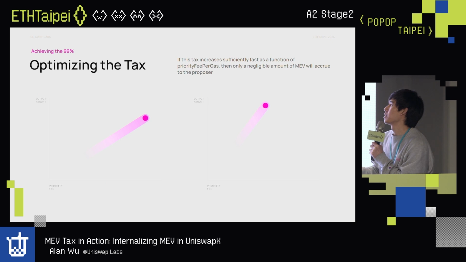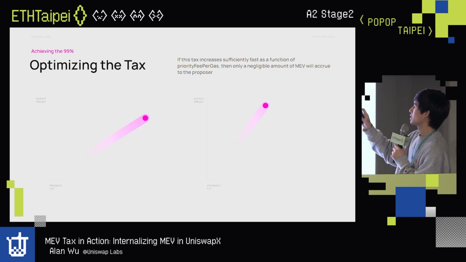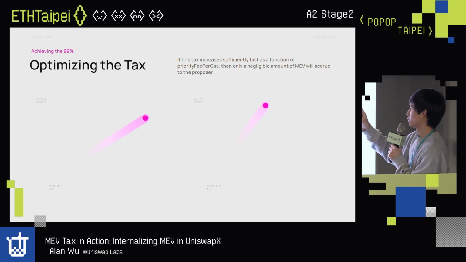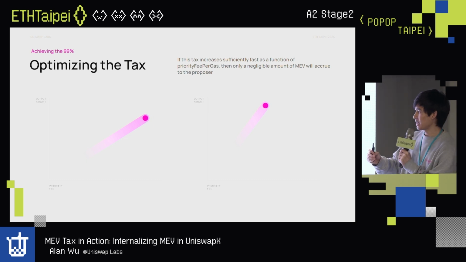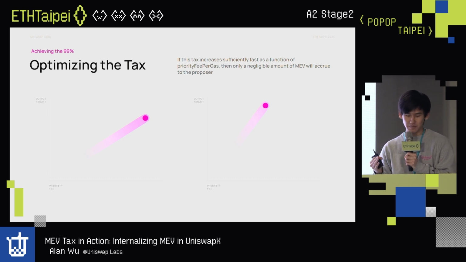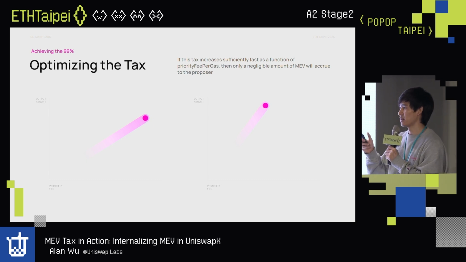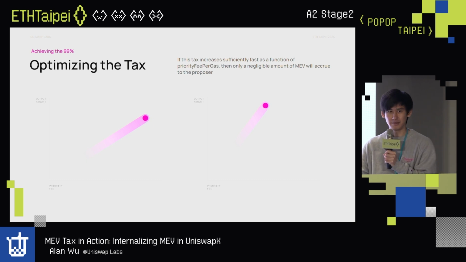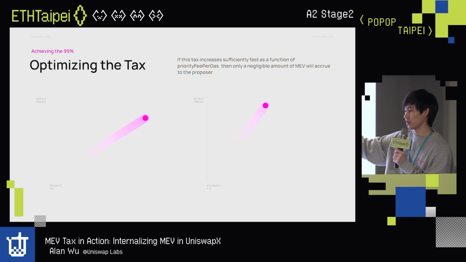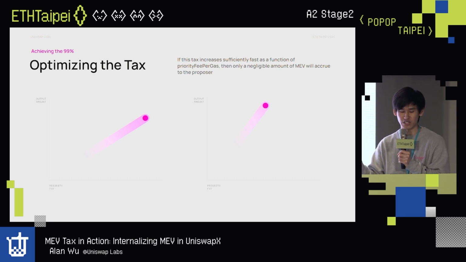Now let's go back to a sentence from the paper. If this tax increases sufficiently fast as a function of priority fee per gas, then only a negligible amount of MEV will accrue to the proposer. So if we make the output amount increase more per priority fee used, that's the scaling factor, then we can make a disproportionately high amount of the value go to the swapper instead of the sequencer. So the scaling factor is essentially the slope of the line. If we make the slope super steep, then we can potentially capture 99% of the MEV on that transaction.